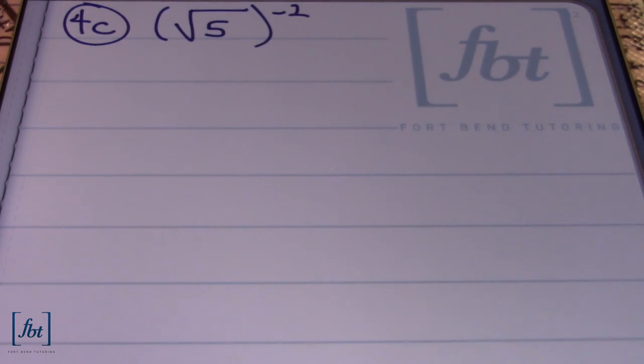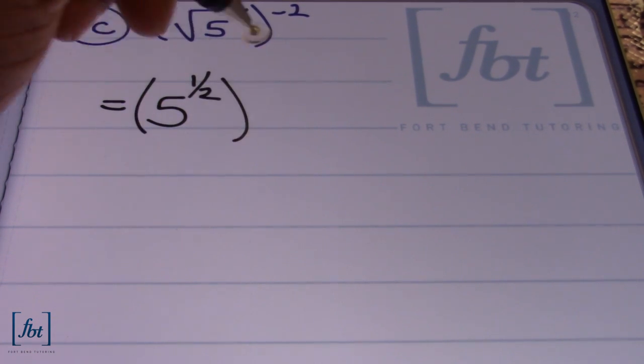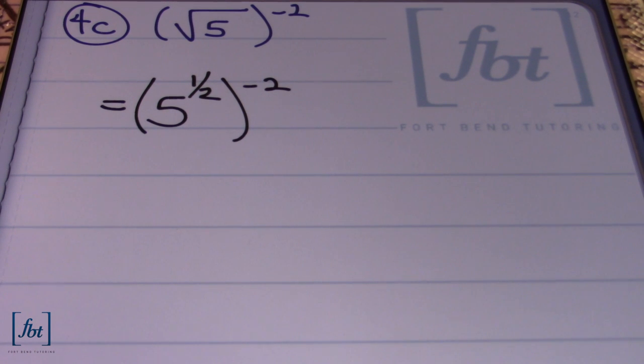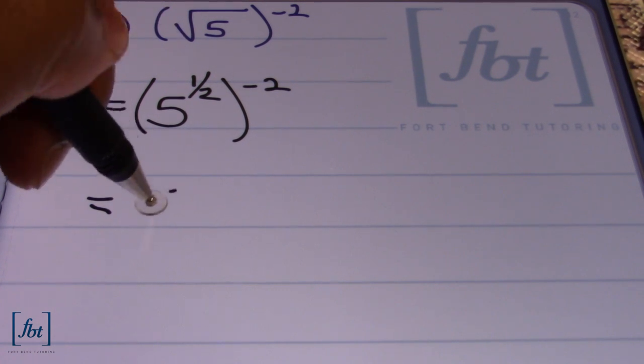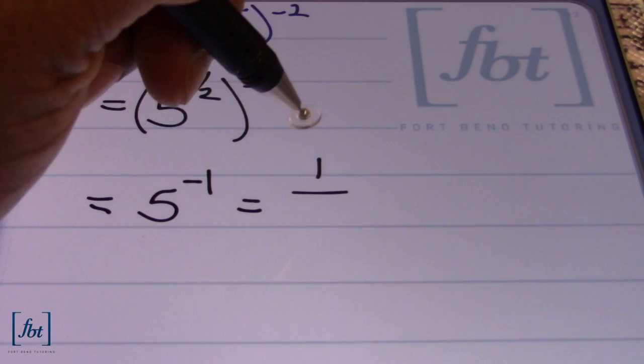Next up, we have problem 4C. With 4C, we have the square root of 5 raised to the negative 2 power. Let's go ahead and show that this 5 is raised to the 1/2 power, and it's being raised to the negative 2 power. From here, we can multiply the exponents to end up with 5 to the negative 1st power. And you know we're not going to leave a negative exponent in our result. Therefore, you'll end up with 1/5.